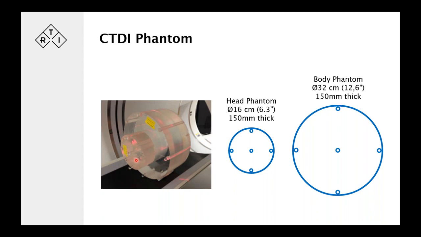And both these phantoms will have holes in them, so that you have the possibility of measuring in 4 peripheral holes and 1 center hole. Of course, if you have a nested phantom, you only have 1 center hole. Each of the holes here is plugged with sticks made out of PMMA as well, to fill the holes, so that we have a more homogeneous phantom that scatters the radiation in the way it's supposed to.